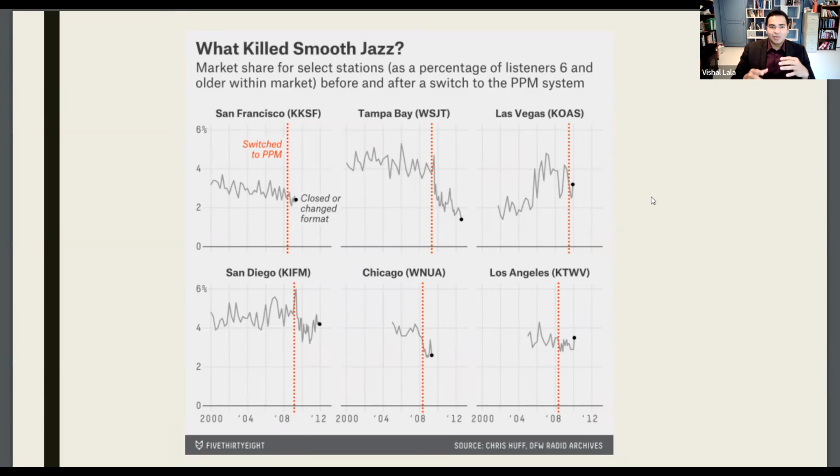And this isn't a real effect, this is a measurement effect. In a sense, there's a validity issue here. The PPM wasn't measuring jazz quite as accurately as it was measuring other genres of music. And therefore, there's a systematic drop in listening behavior as measured by the PPM.